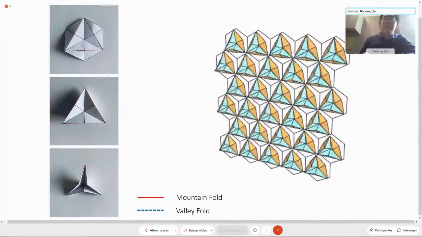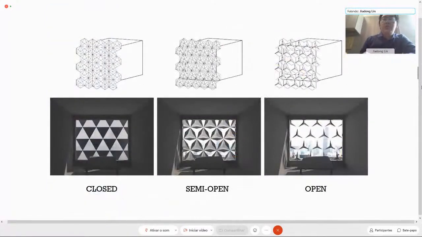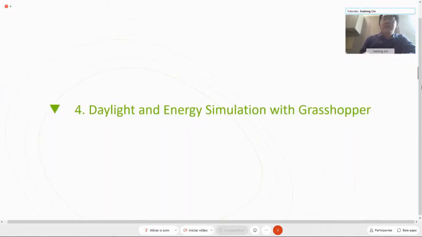Here shows the rhino model of the facade. In order to simplify the simulation part, we make the model in 3 states: open, closed, and semi-open. And this part is the daylight and energy simulation analysis of the design in the previous steps.